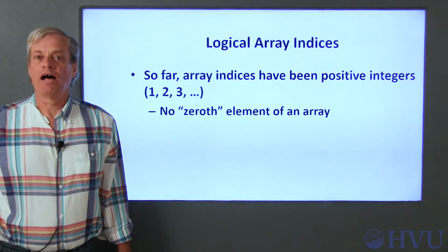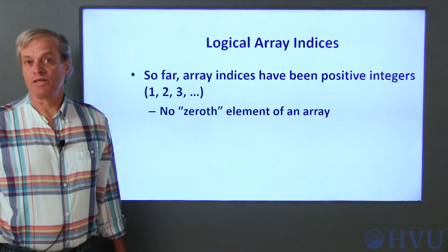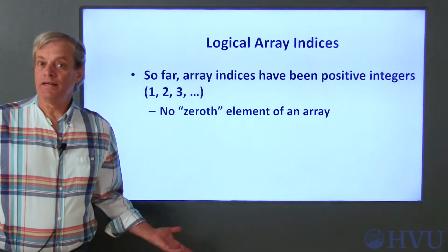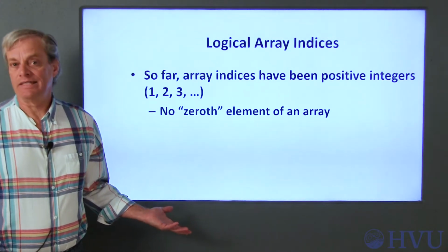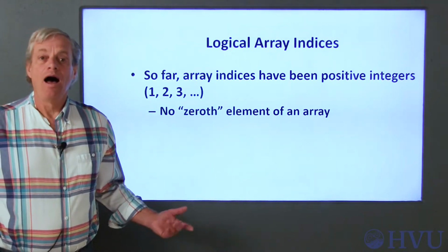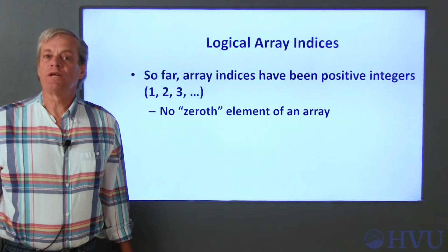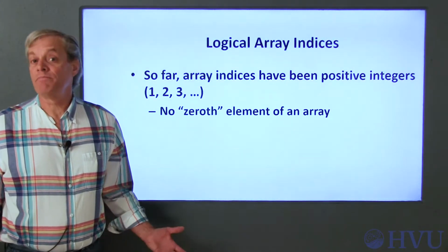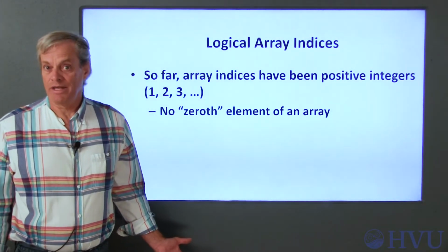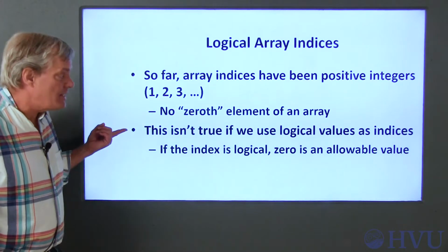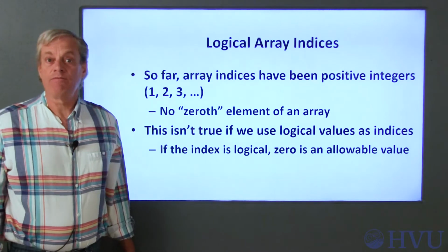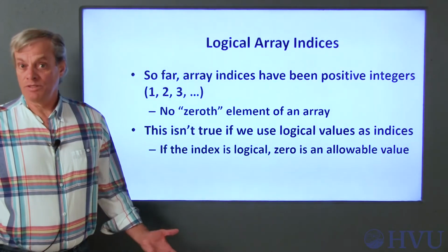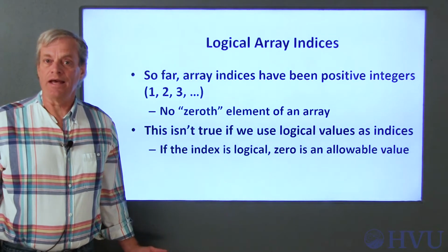Up until now, I've only used positive integers as array indices. I can get a number that's in the third row and fourth column of an array by using the indices 3, 4. Octave starts counting rows and columns with 1, so I haven't been able to use 0 as an array index. This isn't true if I use logical values as array indices in Octave. If the index is a logical value, 0 is a legitimate array index.